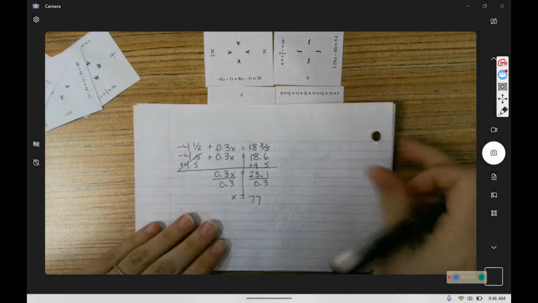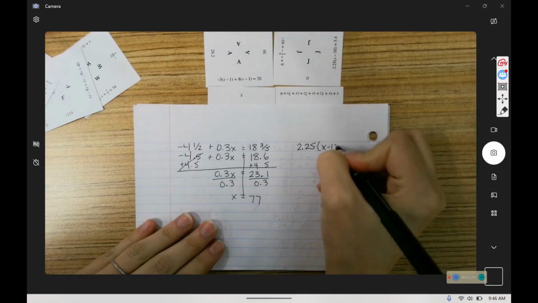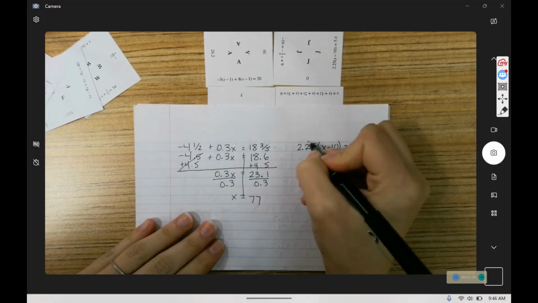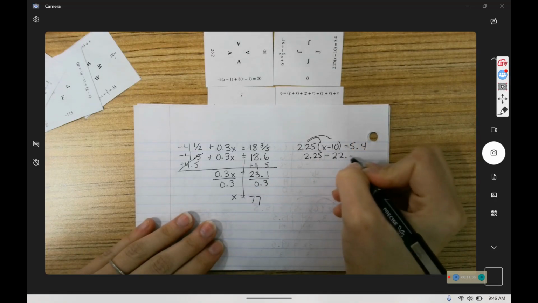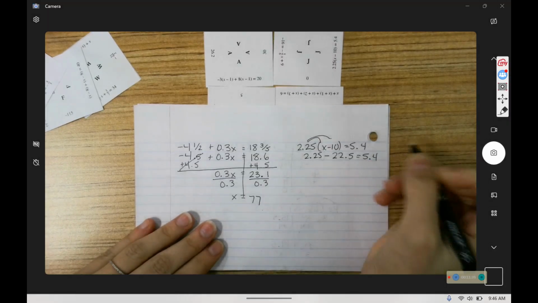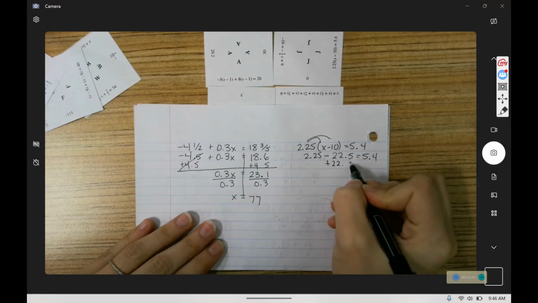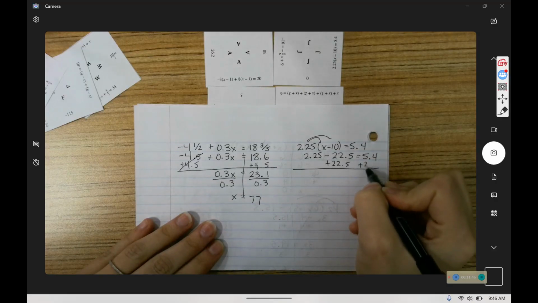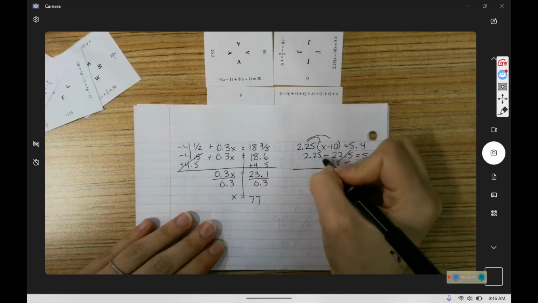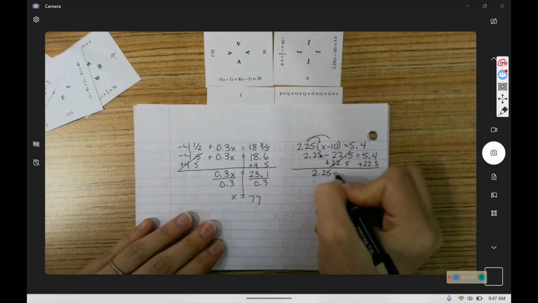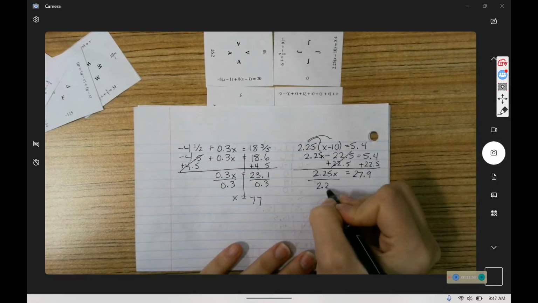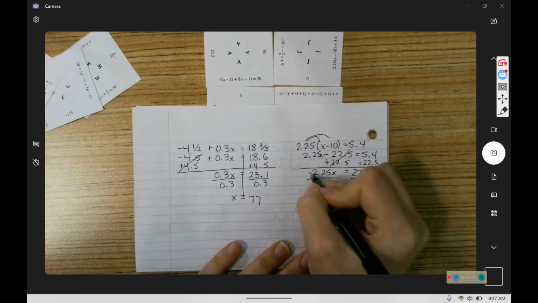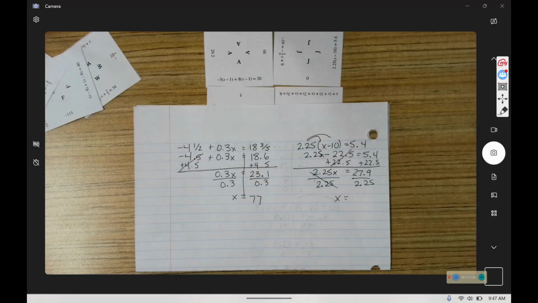So I have 2.25 times x minus 10 equals 5.4. Distribute that. Anything times 10 moves that decimal to the right one spot. Add the 22.5 to both sides. I'm missing that little x there. 2.25x equals 27.9. Divide by 2.25. And that is 12.4.